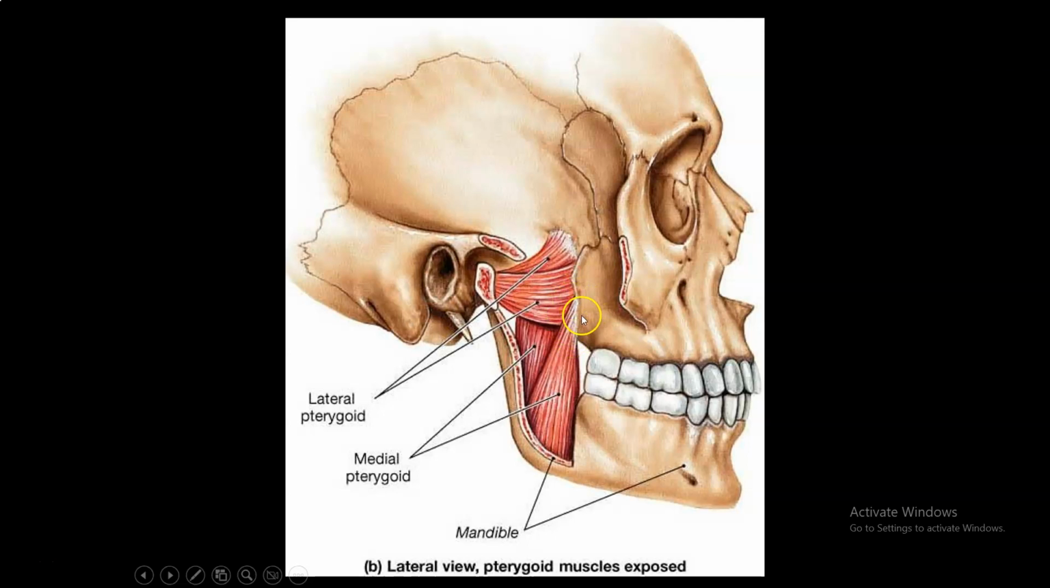The superficial head arises from the posterior surface of the maxilla, the maxillary tuberosity, going to the angle of the mandible from below, and the deep head is coming from the deep surface of the lateral pterygoid plate. So the lateral pterygoid plate gives origin to the two pterygoid muscles. The lateral surface of the lateral pterygoid plate gives origin to the lower head of the lateral pterygoid muscle, and the inner surface of the lateral pterygoid plate gives origin to the deep head of the medial pterygoid muscle.